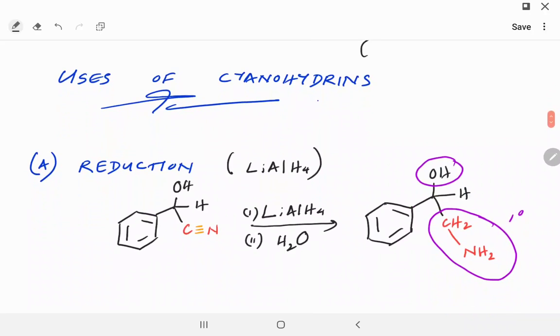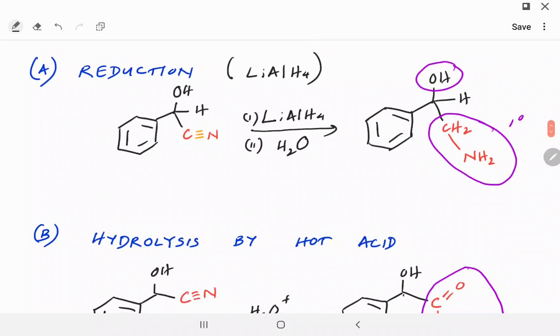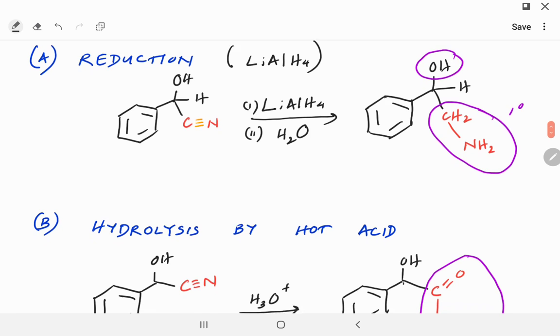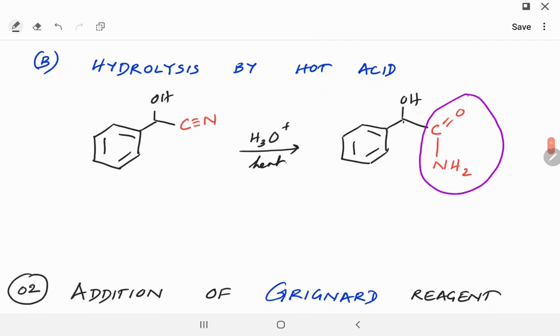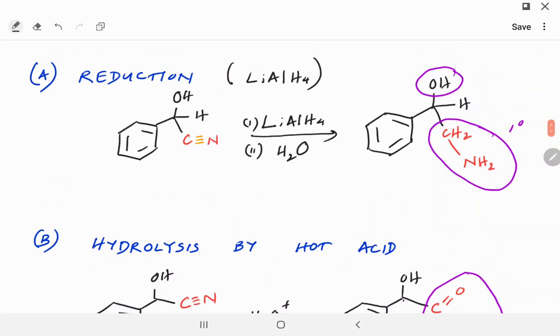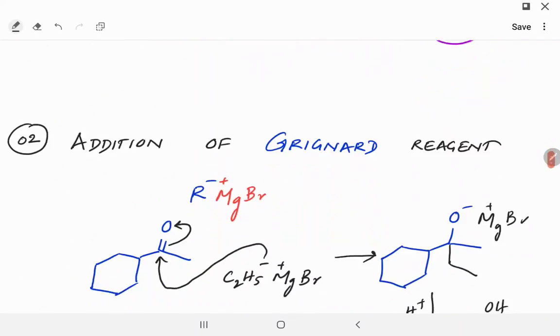And then cyanohydrins are actually very important because they show a couple of very interesting reactions. The first reaction that we talked about is the reduction of cyanohydrins, where you add two hydrogens to both the carbon and nitrogen of the cyanide group, the CN group. And then the hydrolysis will add an oxygen to the carbon and two hydrogens to the nitrogen, giving you an amide. So cyanohydrins can directly give you a primary amine or an amide. That is why cyanohydrin is very important.